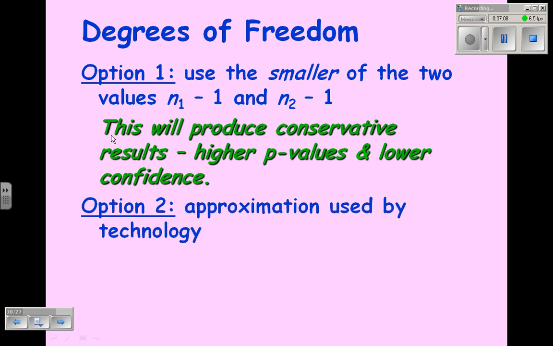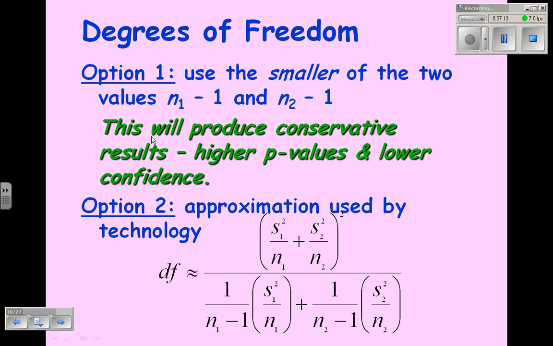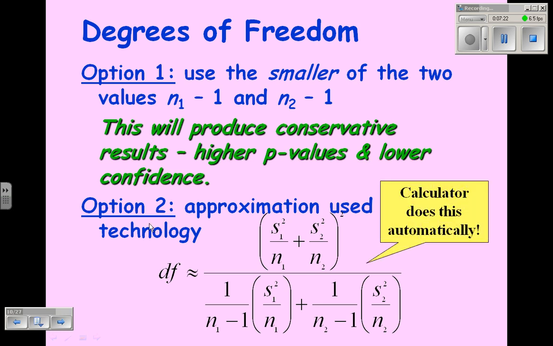The second option is to use an approximation used by technology. So get a load of this formula. This is the formula that the calculator uses to calculate your degrees of freedom for two samples. Lucky for you, you do not have to memorize it because the calculator does it all for you. But that's what the calculator does when it calculates the degrees of freedom. So when in doubt, use the calculator because it's doing all the work for you and it's going to give you a more accurate estimation. But if you have to, you can always just go with the conservative estimate, which is to use the smaller of the two sample sizes.